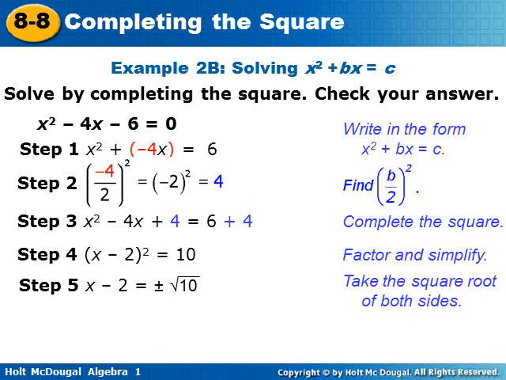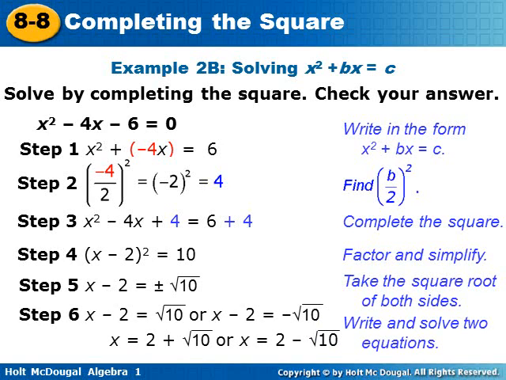Now we're going to have to solve both the equations. We're going to set x minus 2 equal to positive square root 10 and negative square root 10, and then we're going to add 2 to both sides. So we get 2 plus square root 10 or 2 minus square root 10.